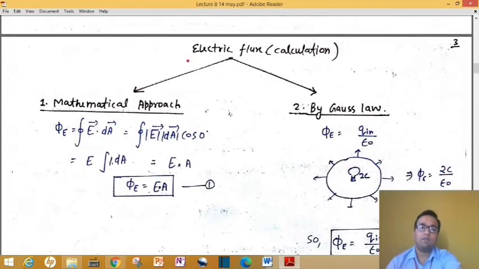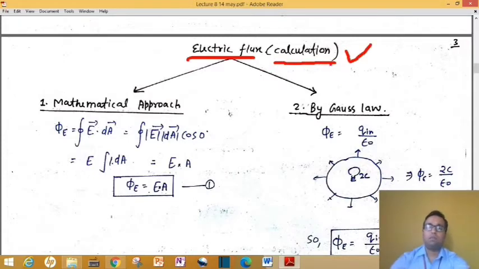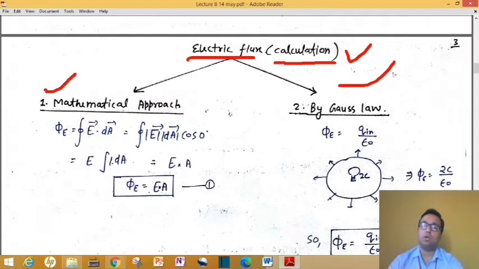Here in electric flux, if we talk about calculation, how will we calculate electric flux? There are two possible methods. One is called the mathematical approach, and the second is by Gauss law. There are two methods by which we can calculate our electric flux.